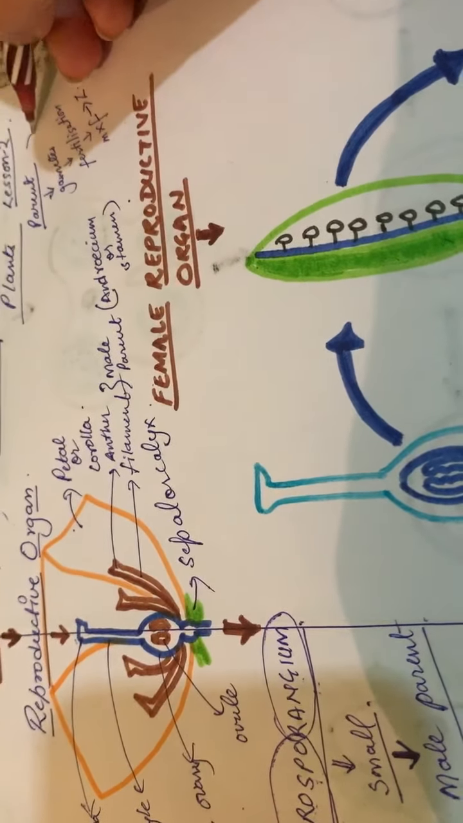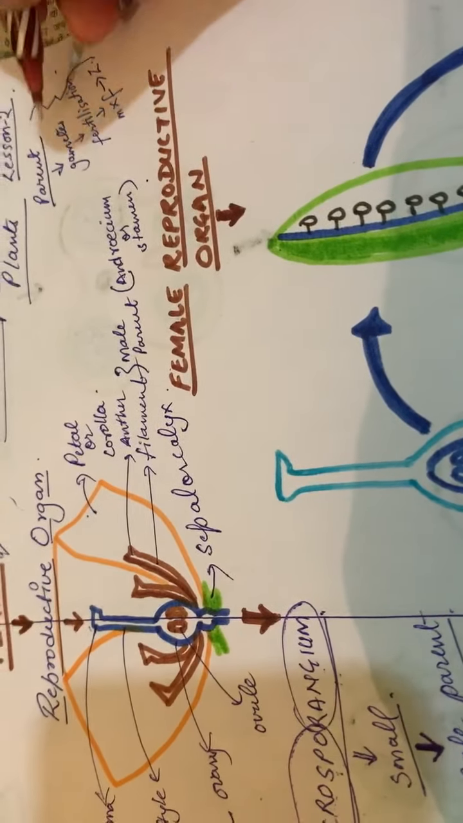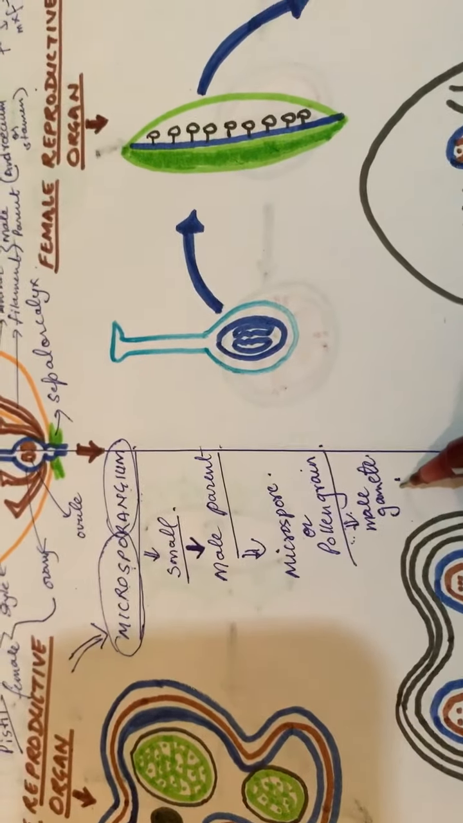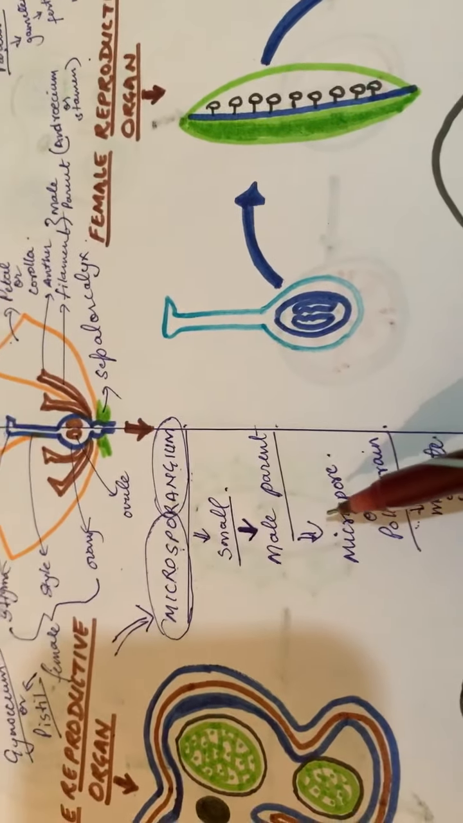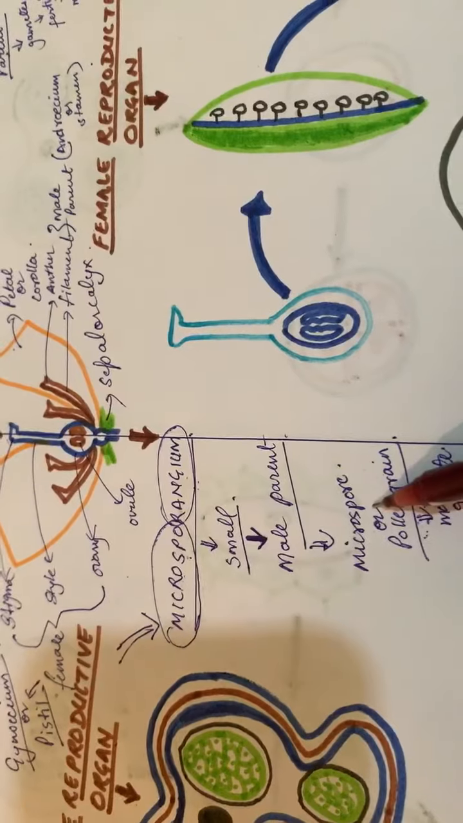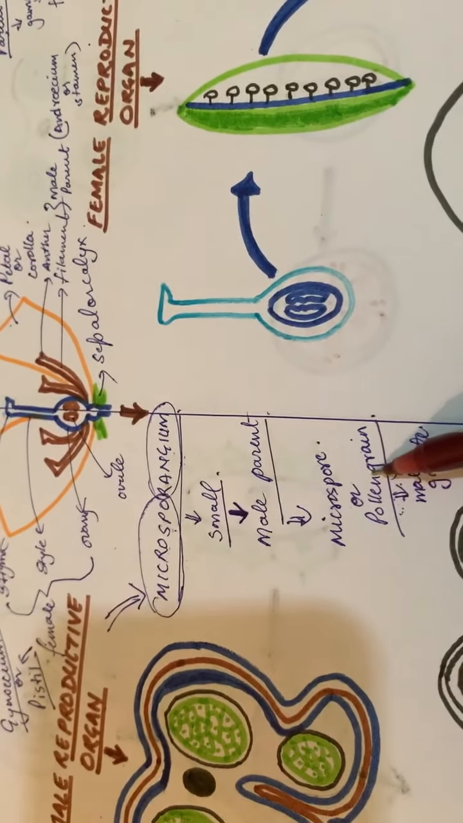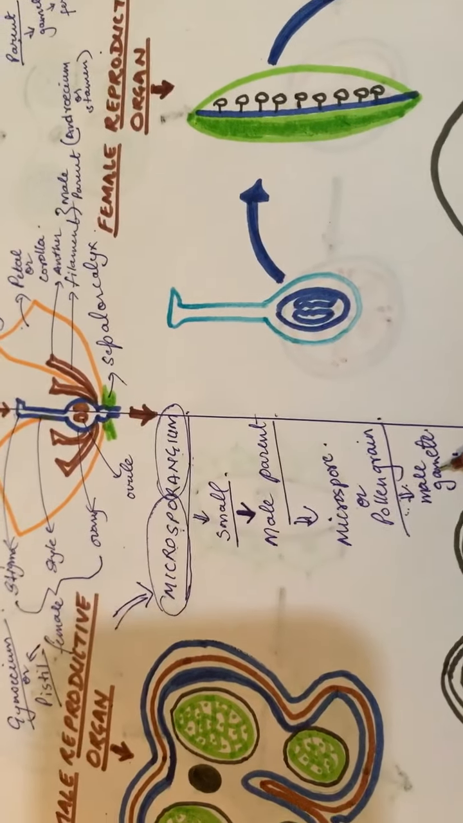What is fertilization? Fertilization is the fusion of male and female gamete to form zygote. Okay, children, this is your storyline of sexual reproduction. Similarly, the parent body is what? Microsporangium, and it will produce what? Male gamete. How will it produce? With the help of microspore. Firstly, inside the microsporangium, microspore is formed, and inside the microspore or pollen grain, male gametes are present.